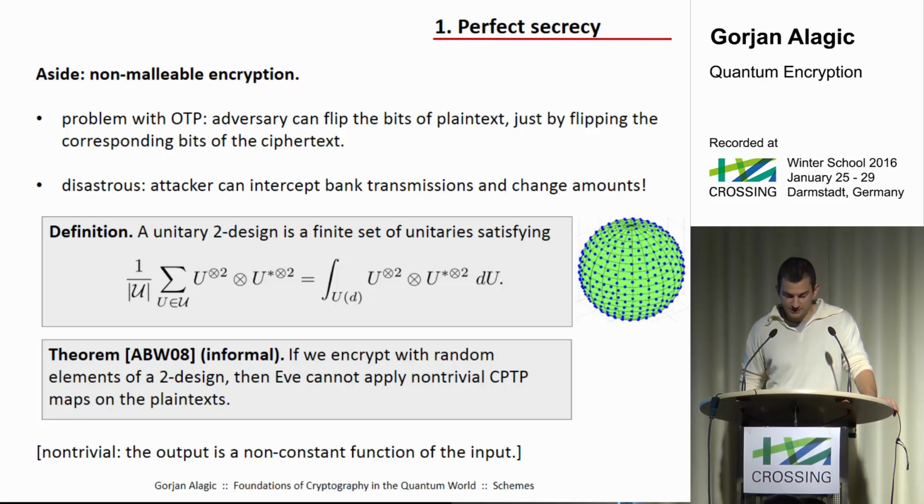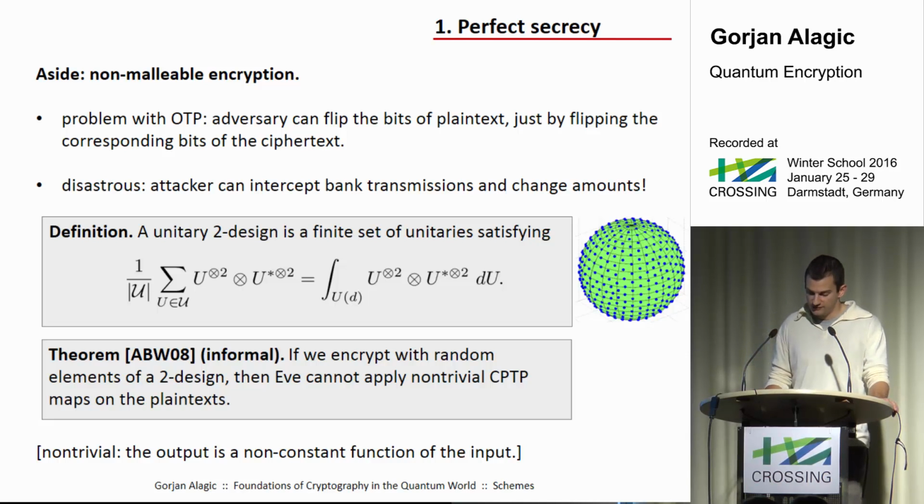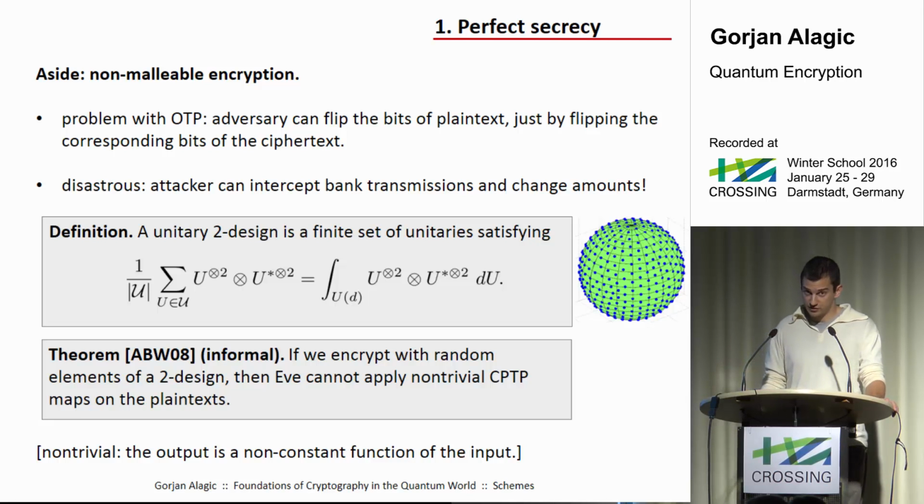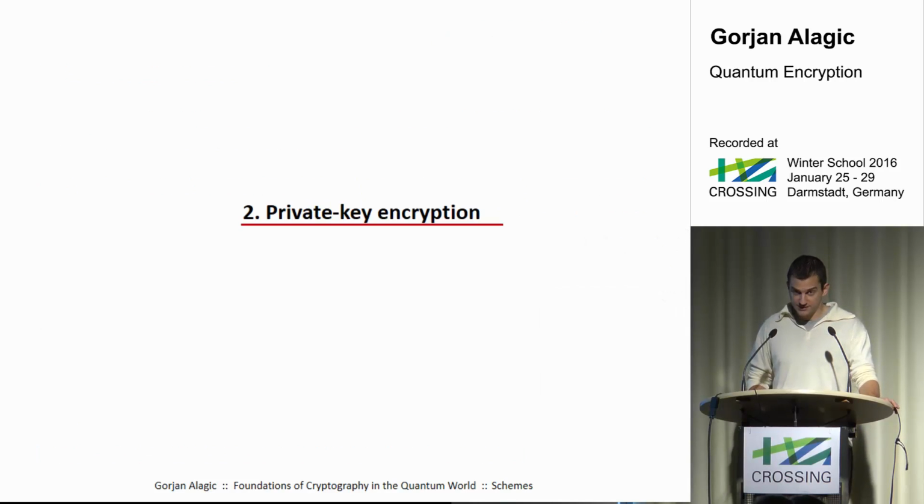And the point here is that if we sufficiently randomize the state, then she can do no more. In particular, she couldn't do some kind of modification of the plaintext. So that's what I mean by non-trivial. I mean that the output of this combined map from plaintext to plaintext is some non-constant function. Okay, so that's what I wanted to say about perfect secrecy.